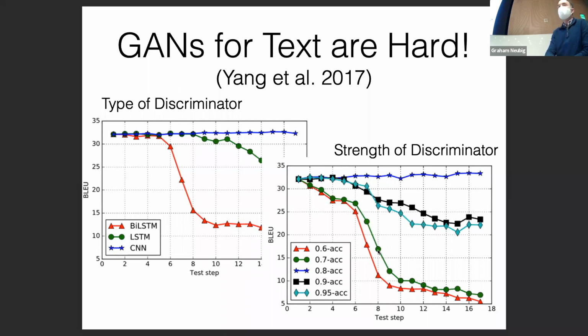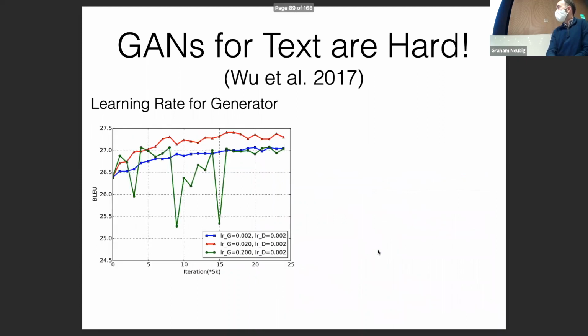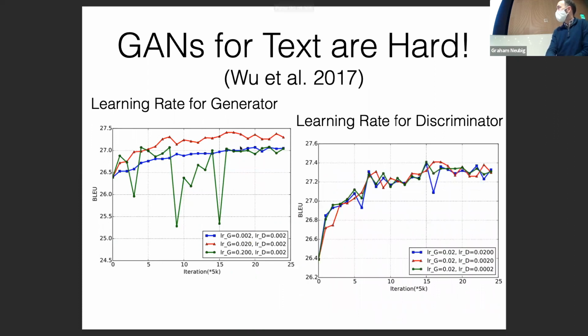That being said, I do think they're a really good tool and one you could consider, especially now that we have powerful models, better initialization and other things like that. Another example is the learning rate for the generator. So they tune the learning rate for the generator and the discriminator. All of these require hyperparameter tuning as well.